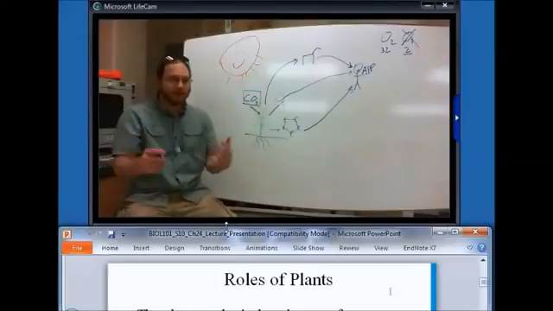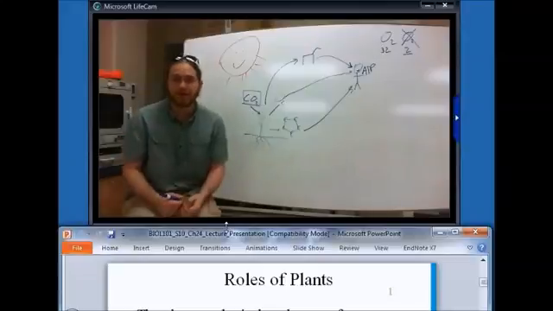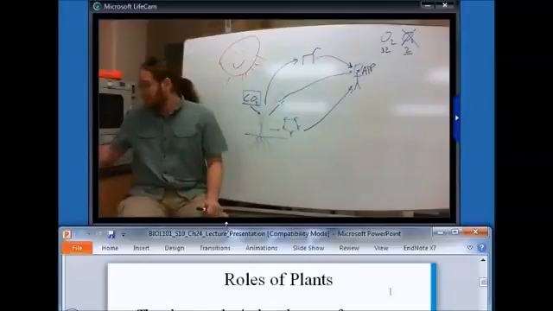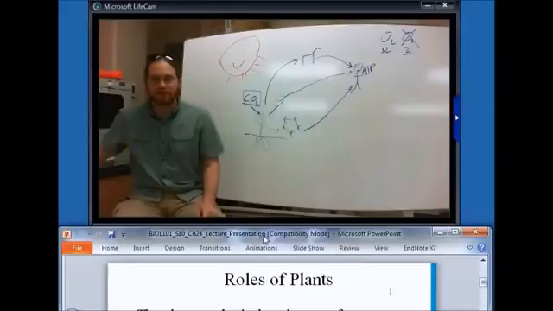So, we all know plants are important. No matter where you are, you can probably look out your window, see a bunch of plants, and you understand the importance for your life.